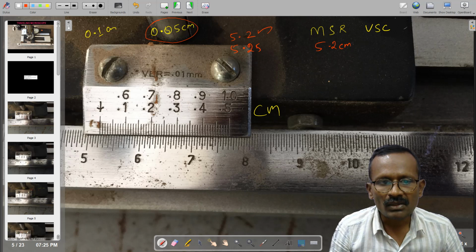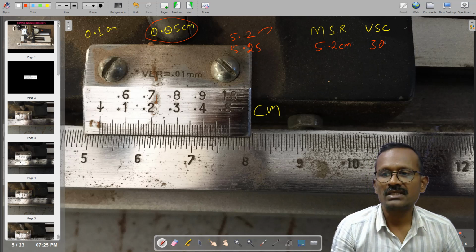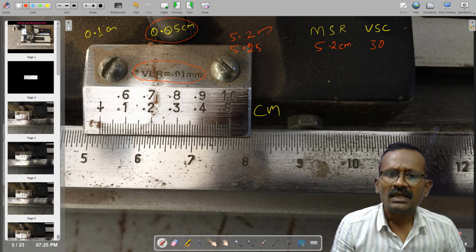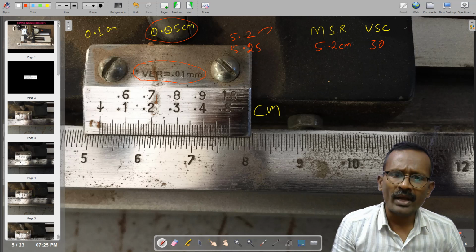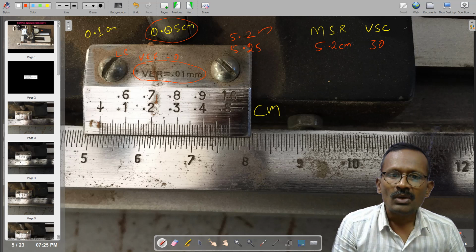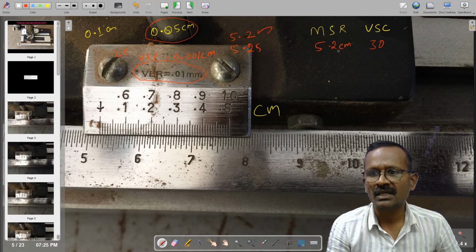Okay, what is the number? 10, 20, 30. The 30 is the coincidence. What is the least count of this scale? 0.01 millimeter. When we convert it into centimeter, the vernier scale least count will be 0.001 centimeter, because the main scale reading is in centimeter, right?